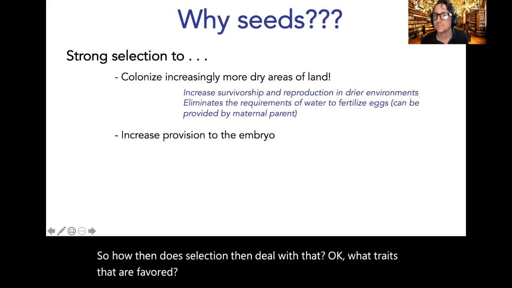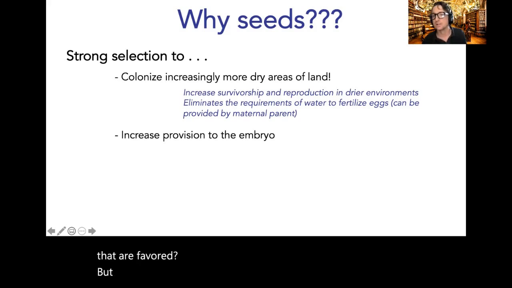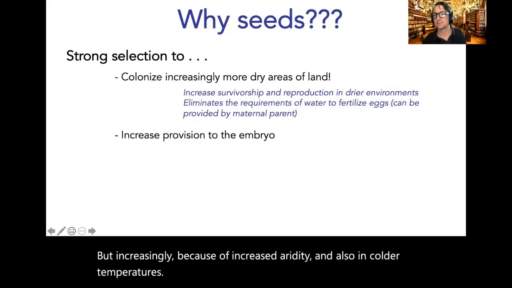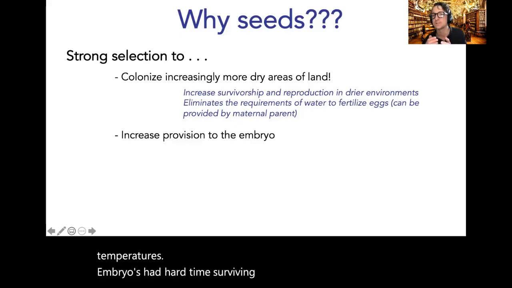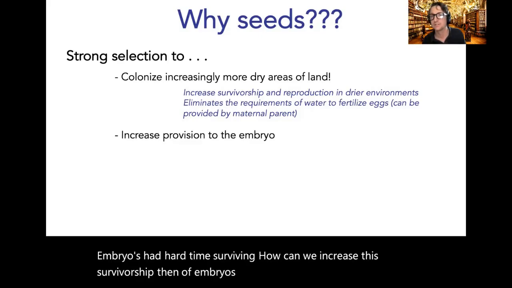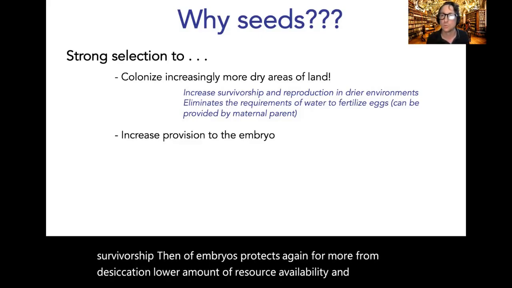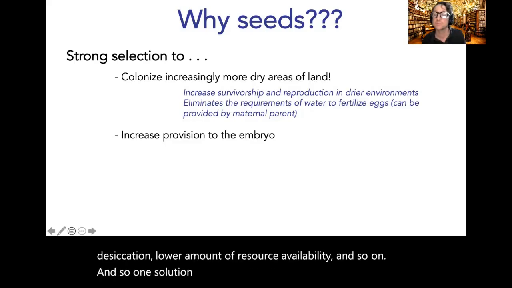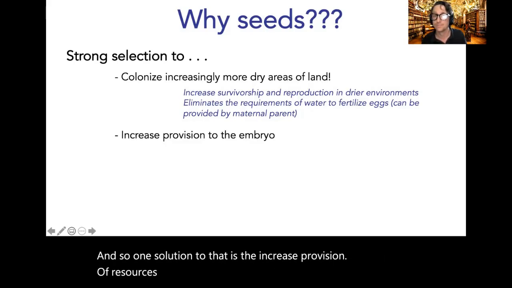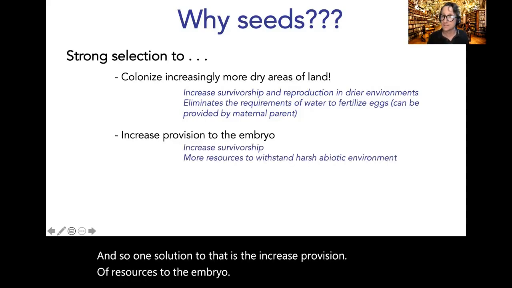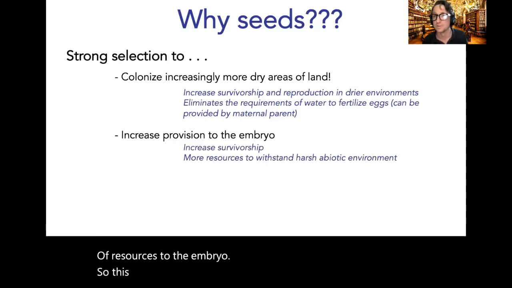But increasingly, because of increased aridity, and also in colder temperatures, embryos had a hard time surviving. How can we increase the survivorship of embryos? Protect, again, from desiccation, lower amount of resource availability, and so on. And so one solution to that is the increased provision of resources to the embryo, right? So this increased survivorship of the embryo.